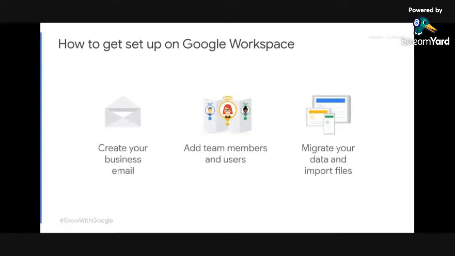Step 3. Migrate your data and import files. When switching to Google Workspace from one application to another, like Microsoft Outlook, you can bring your existing mail, contacts, and calendar data with you. You can also upload all documents into your new Google Workspace Drive to store files securely.